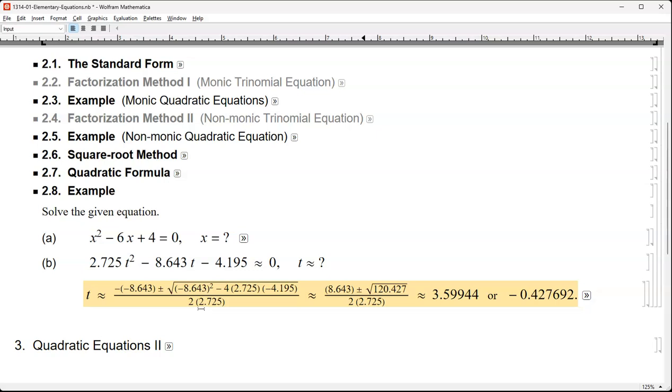And then a value is 2.725, b is like that, c is like that. So, you know, it is just a matter of using calculators to do your computation. And then we have the square root computations and all. So we have this plus square root over that, 3.599 something. And the subtraction and divide by that, we have negative 0.427 something.